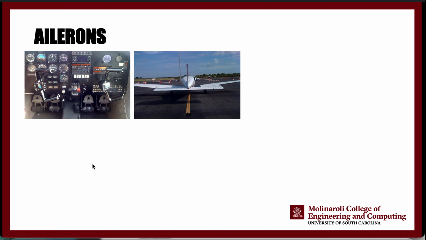Aircraft will go up or down based on this control. What ailerons are essentially, as I said right here, they are on the wings. If you turn your yoke to the right, your aircraft is going to roll towards the right, and if you turn your yoke to the left, your aircraft is going to go left.